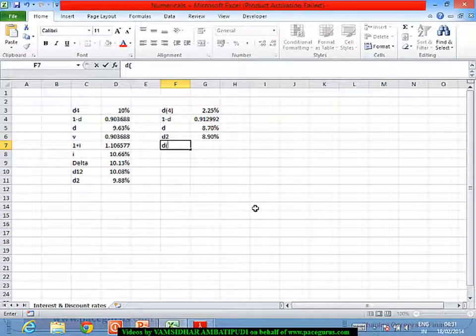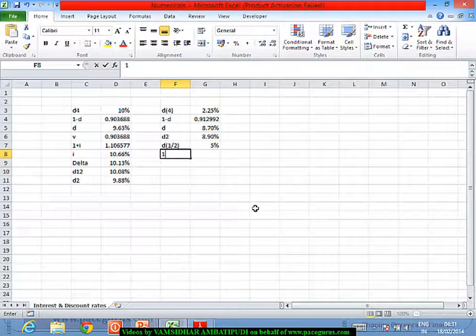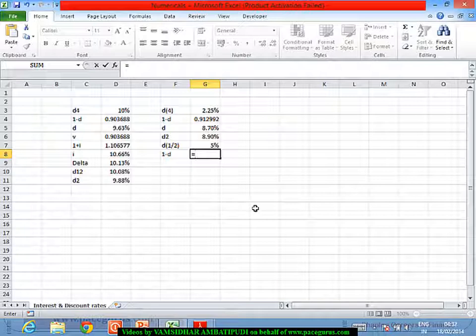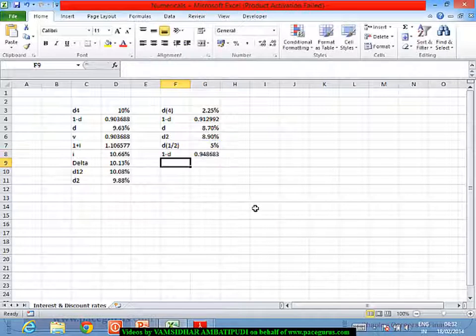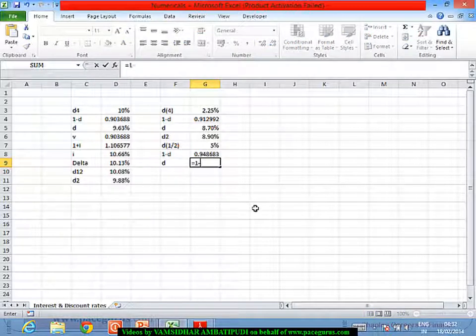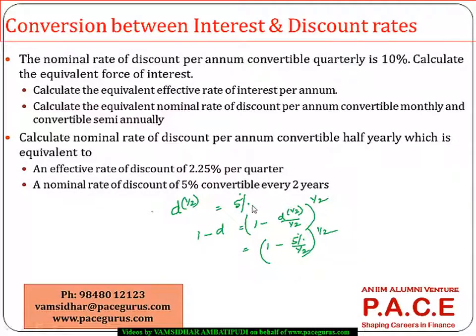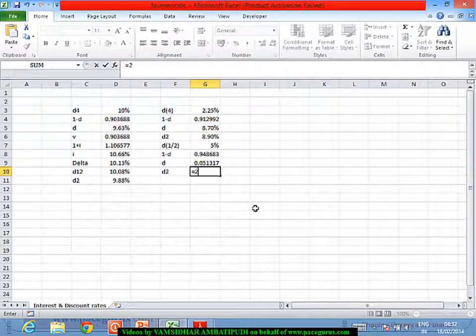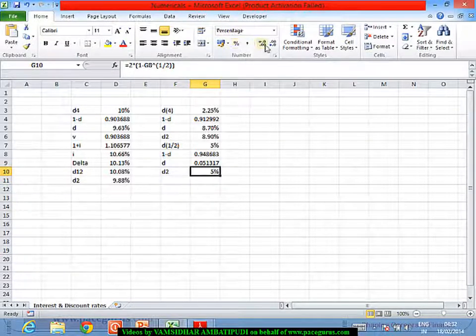So we'll say D half is 5%. So from here I'll get my 1 minus D as 1 minus D half by half to the power half. This is what comes out as 1 minus D. So from here comes my D as 1 minus this. But all I require is D2 again. D2 is equal to 2 times 1 minus of 1 minus D to the power half. This is what is D2. So D2 works out to around 5.2%.